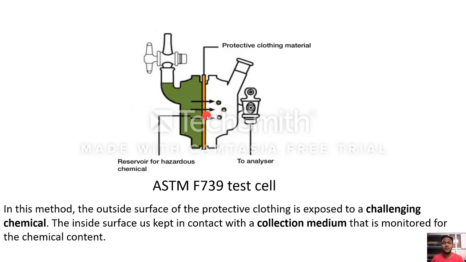After continuously exposing it for a long time, we see how much chemical goes out. Normally it should absorb, diffuse and then dissolve. But if the coating or lamination, whatever we have done during the manufacturing, is not effective, in that case what will happen is the chemical will completely go inside. So this gives an idea about how effective the protective clothing is.